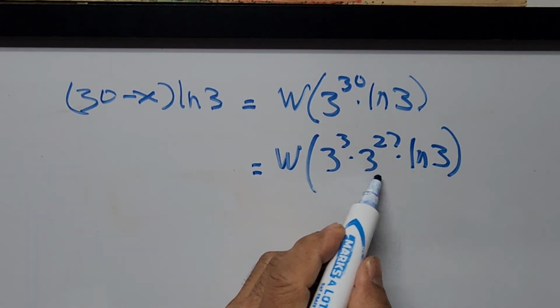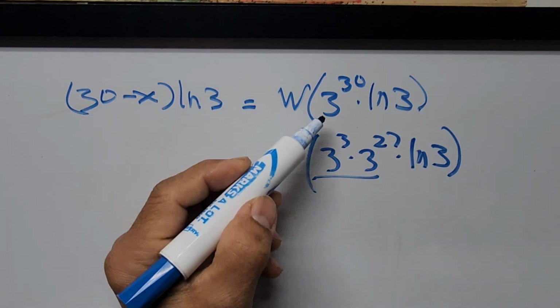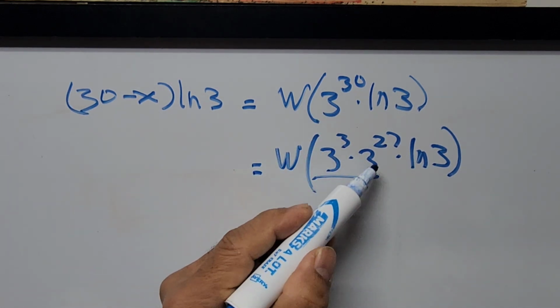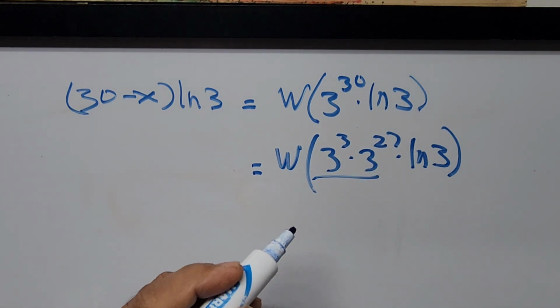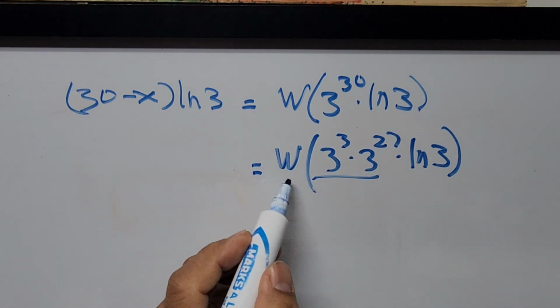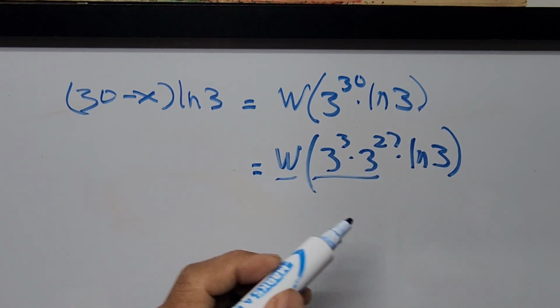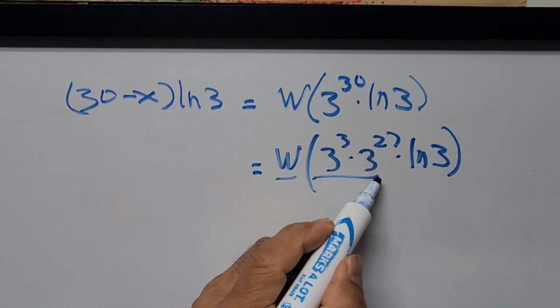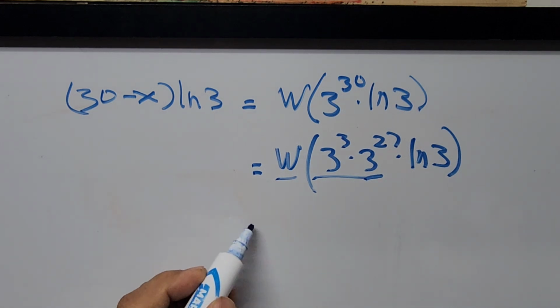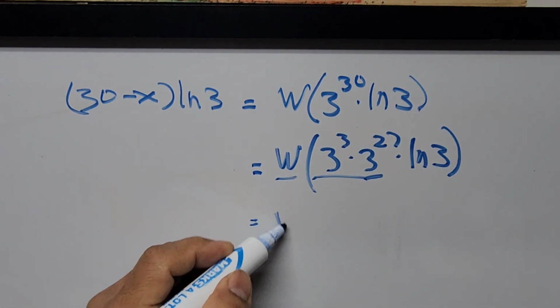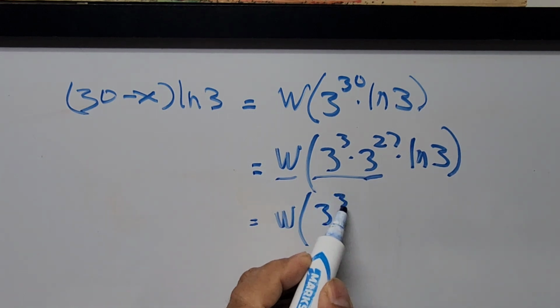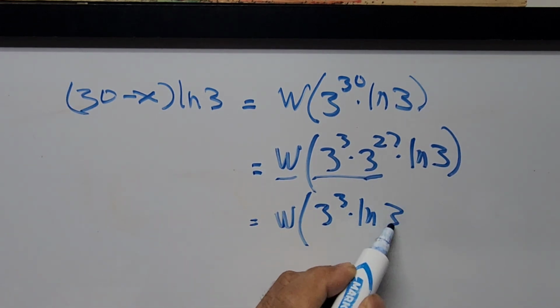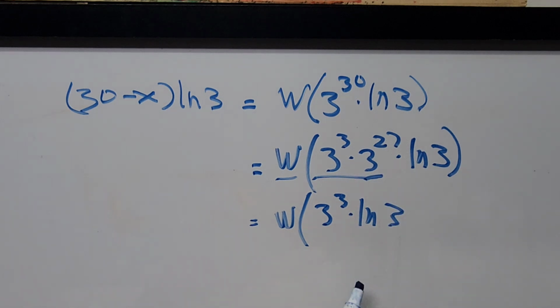Why are we splitting this 3 to the power of 30 into 3 to the power of 3 and 3 to the power of 27? Well, since we're integrating the Lambert W function into the right-hand side of our equation, we'll see what's going to happen next. So the right-hand side, W sub 3 to the power of 3 times natural logarithm of 3, and here 3 to the power of 27 can be written as e to the power of ln of 3 to the power of 27.